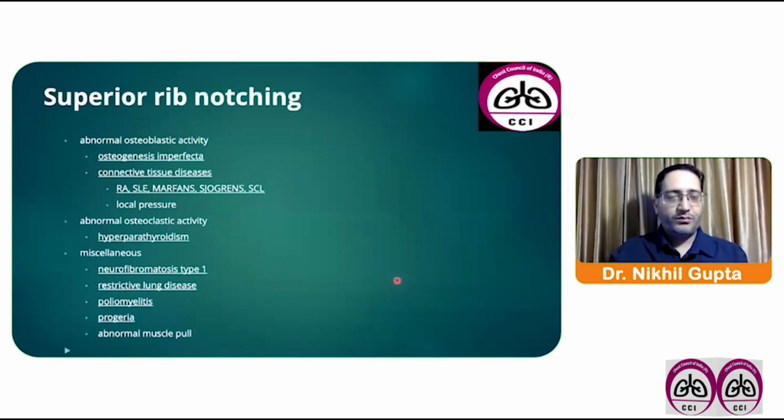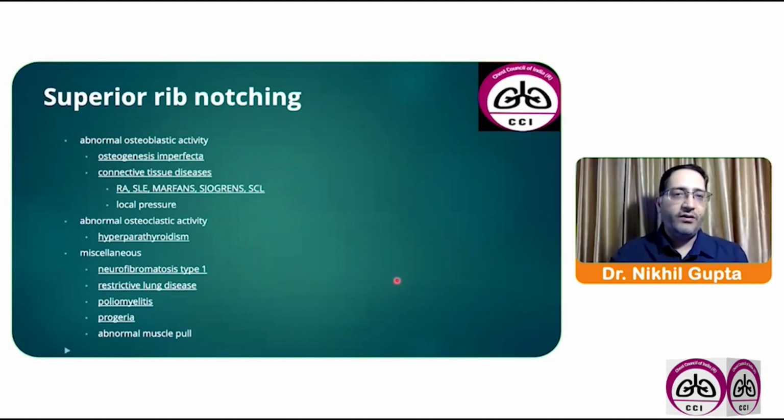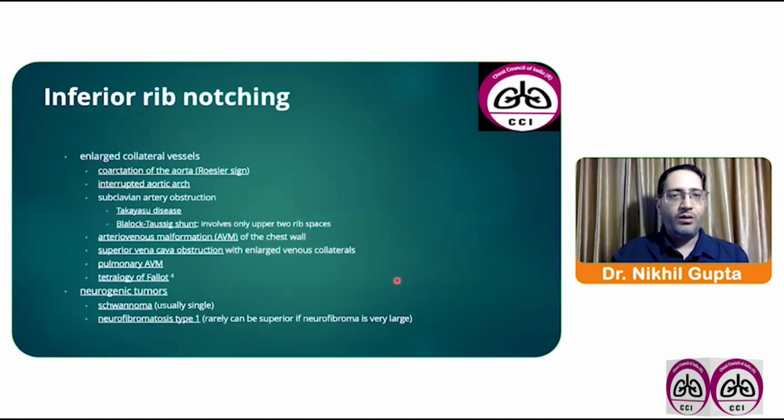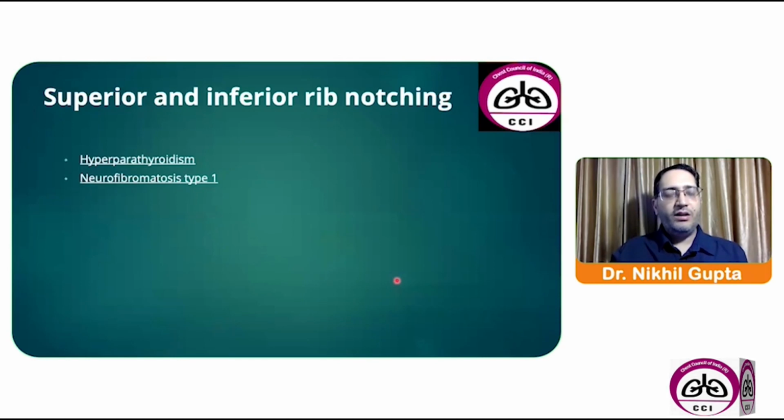Then coming to ribs, superior rib notching is caused by abnormal osteoblastic activity, as in osteogenesis imperfecta or any connective tissue disorder, or abnormal osteoclastic activity that may be in hyperparathyroidism, or miscellaneous in NF1, restrictive lung disease, polio, progeria, and abnormal muscle pull. Inferior rib notching is generally vascular, so it may be coarctation of aorta or interrupted arch or subclavian artery obstruction, or AVM or TOF, or maybe due to neurogenic tumors or NF1. Superior and inferior notching are due to hyperparathyroidism and NF type 1.